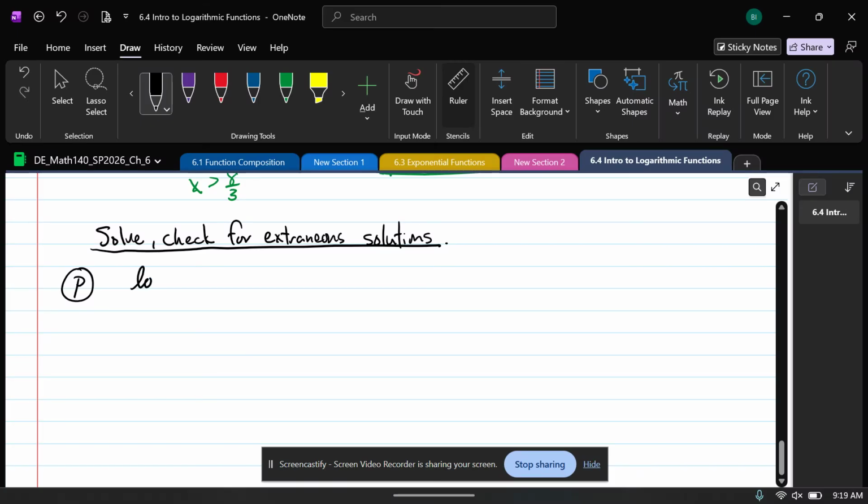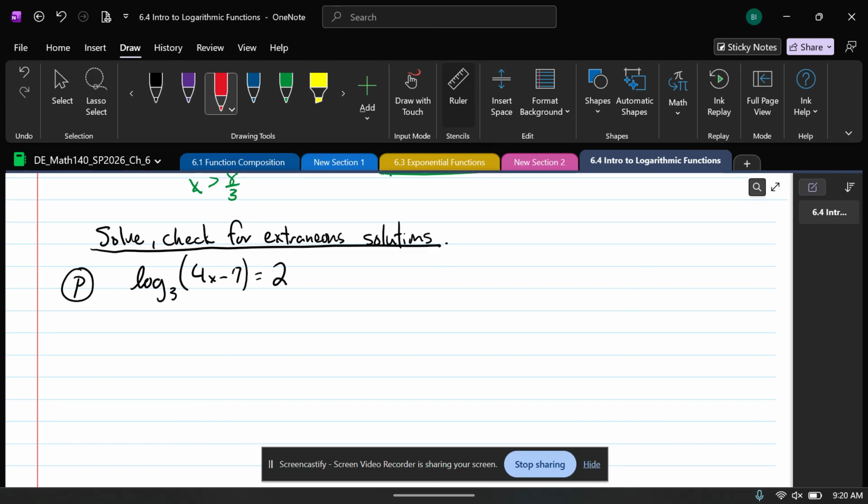So here we go. Log base 3 of 4x minus 7 is equal to 2. Okay, so here we have a logarithmic equation that has some x's inside of the parentheses and numbers on the outside. The key to solving these is using the thing we did first, rewriting it as an exponential. Turn it into an exponential equation so that you can get that stuff that's inside of the logarithm out of it. So if I'm going to rewrite this as an exponential, what's the base of my exponential?